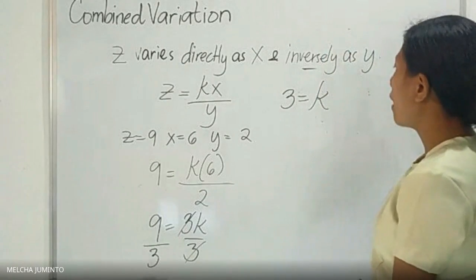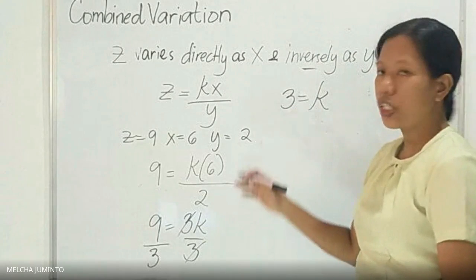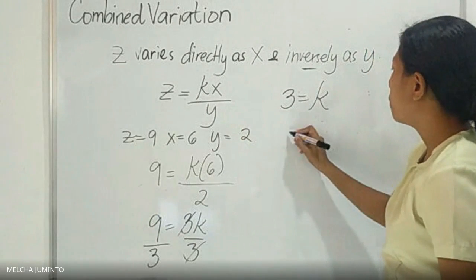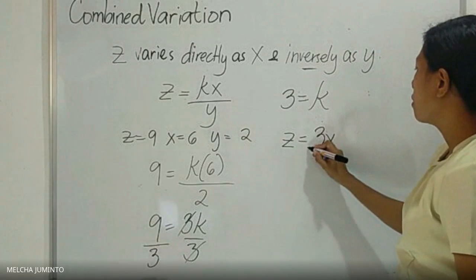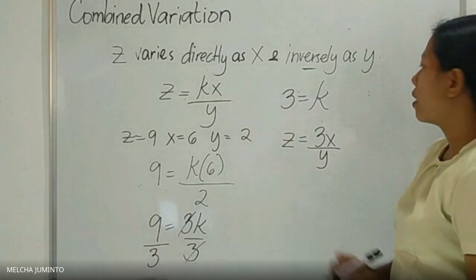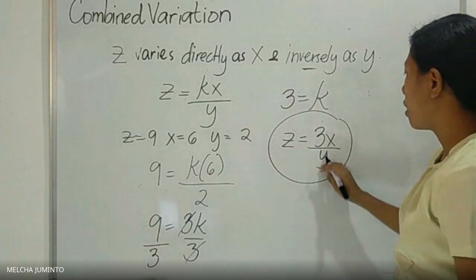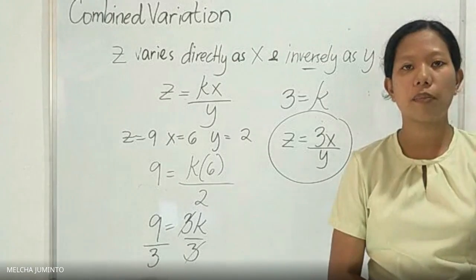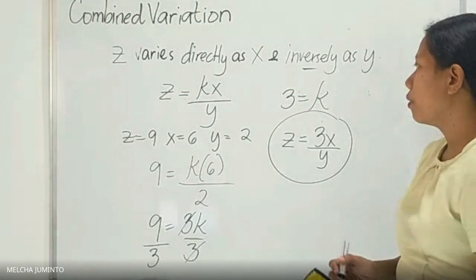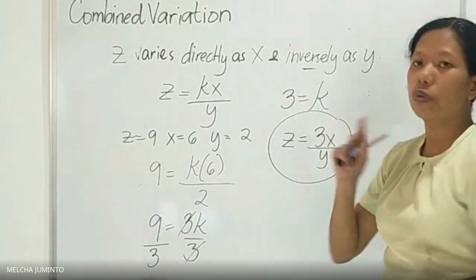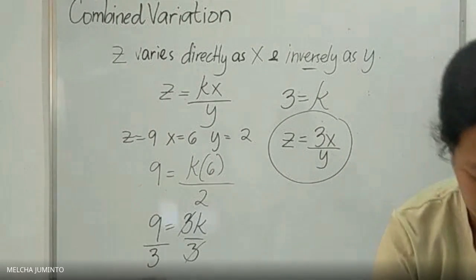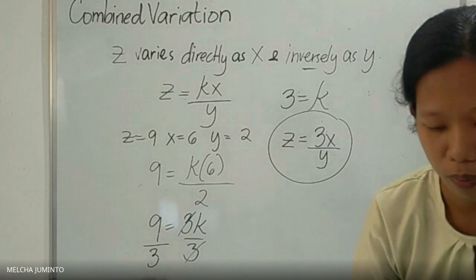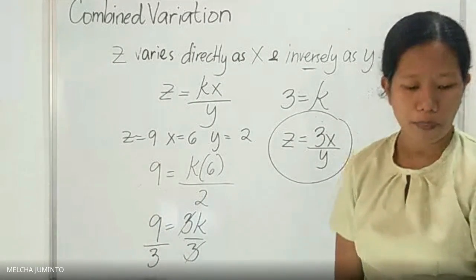And then we now write the equation of the variation. So we begin with Z equals 3x over y. This is now the equation of the variation. You will use this every time you need to find any value in the equation once the two other values are given. Let's say, for example, continuation, page 221.